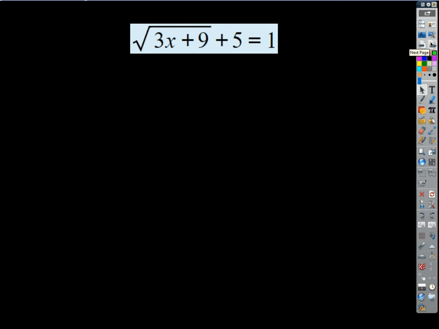Like, what about this one? So let's follow those steps here. What's the first thing I'm going to do to this one? Isolate the radical. Okay, so step 1, isolate the radical. What's that look like? Subtract 5, so I get the square root of 3x plus 9 equals negative 4.